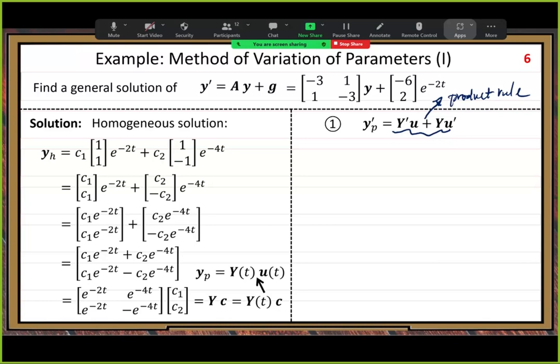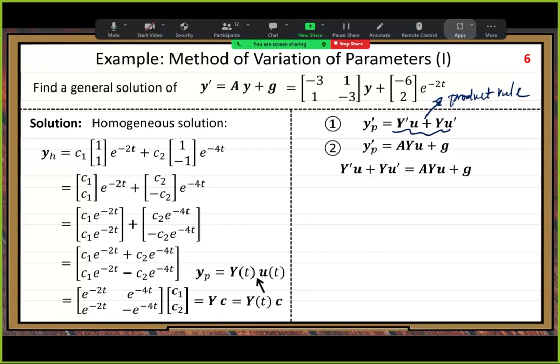All right. So y prime times u plus y times u prime. That's the first way. Second way, for y_p prime, you just go back to the original equation: A times y_p equals capital Y times u, then plus g. These two expressions should be the same. So we have this equation.